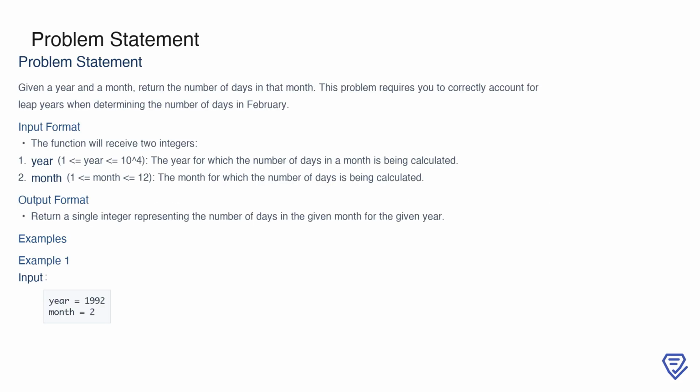In this problem, we are tasked with determining the number of days in a given month for a specific year. The challenge lies in correctly accounting for leap years when calculating the days in February. The input is structured as two integers, the year, which ranges from 1 to 10,000, and the month, which will always be a valid month from 1 to 12. For the output, the function is expected to return a single integer representing the number of days in the specified month for that year. Let's explore some examples to understand this better.